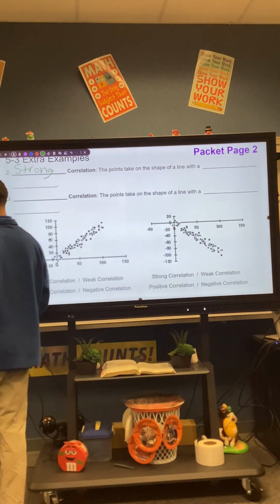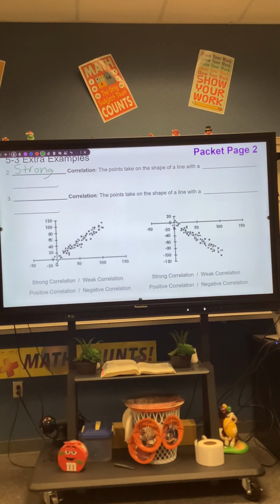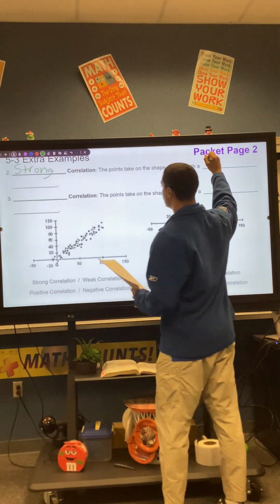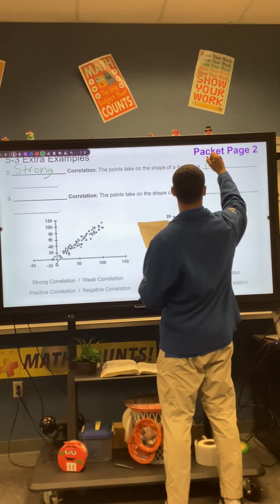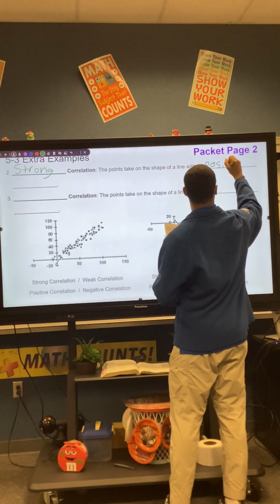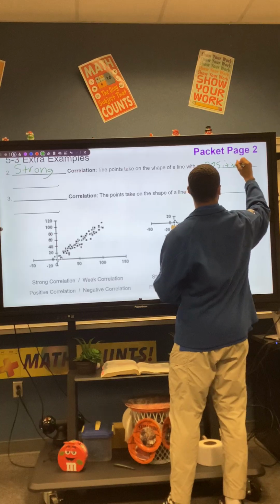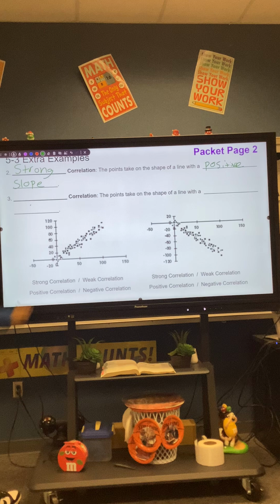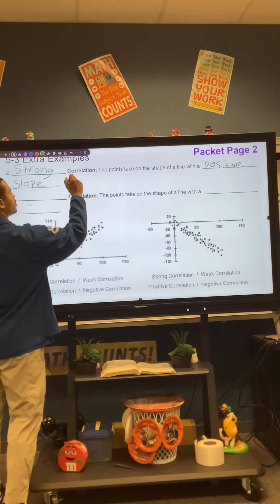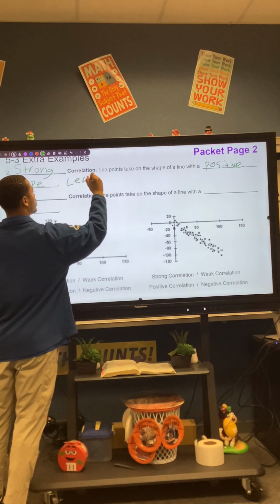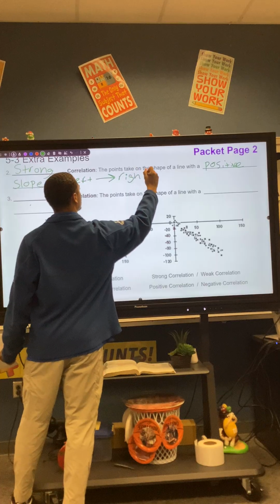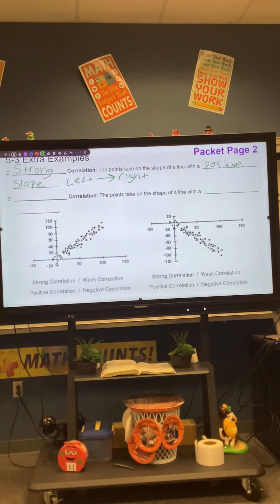It's positive. No, it is. It's strong. So, strong correlation, the points take on the shape of a line with a positive slope. And then I wrote, goes up from left to right. So after we talk about it, let's go to our nice little example.